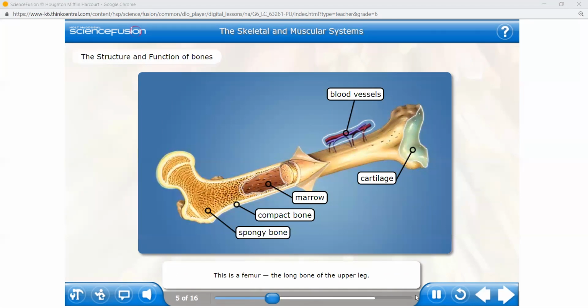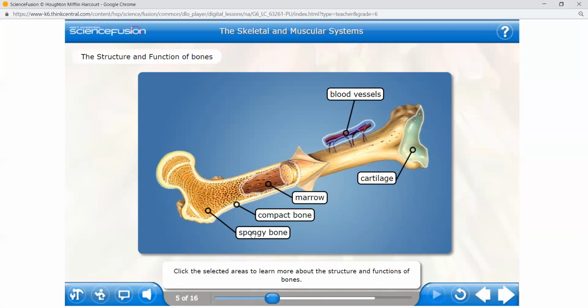This is a femur, the long bone. Femur is the longest bone in my whole body, and it is the thigh bone. You know the thigh, right? It's the thigh bone, the long bone of the upper leg. Click the selected areas to learn more about the structure and functions of bones.